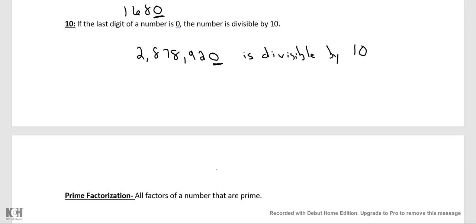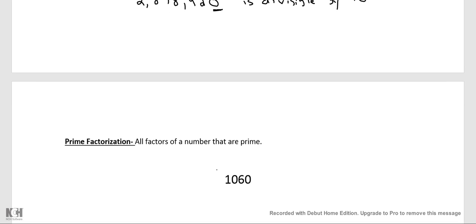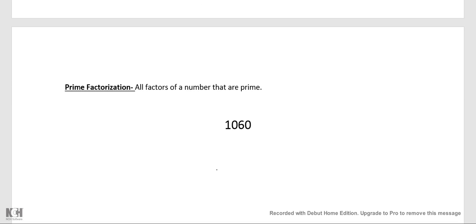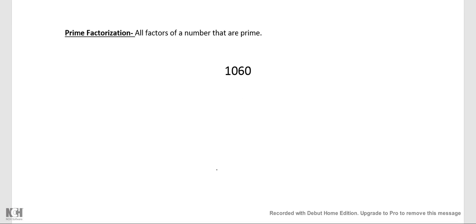There are more divisibility rules for the other numbers, particularly all the single digits, but we're not going to go into that in this class. Lastly, in this section, we're going to look at prime factorization. The prime factorization of a number is all the factors or divisors of a number that are prime. To do that, the easiest way a lot of times is to just make a factor tree.